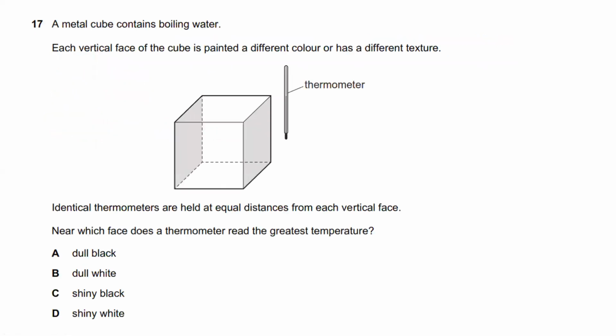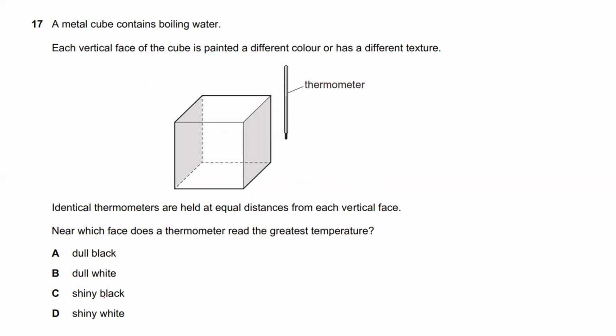Next question, question 17, a metal cube contains boiling water. Each vertical face of the cube is painted with a different color or has a different texture. Identical thermometers are held at equal distances from each vertical face. Near which face does the thermometer read the greatest temperature? So what options do we have? Dull black, dull white, shiny black, shiny white.